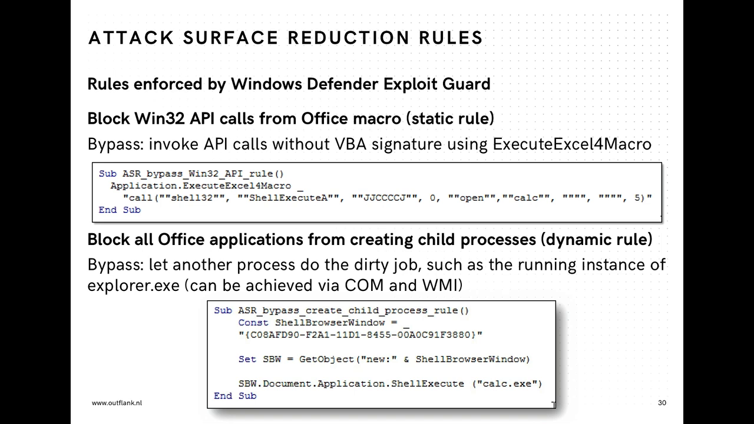So what this code example on the bottom does, it just queries a COM interface to a shell browser window, which happens to be a part of explorer.exe, the running instance of explorer.exe, the actual shell. And then we can abuse the method ShellExecute, which Explorer offers via COM, to have Explorer start calc.exe. So now Word or Excel interfaced with explorer.exe. No process creation there, because explorer.exe was already running. And we have explorer.exe spawn a child process. Well, you can do these kinds of tricks both with COM and WMI. But these are the most famous ways to bypass ASR.